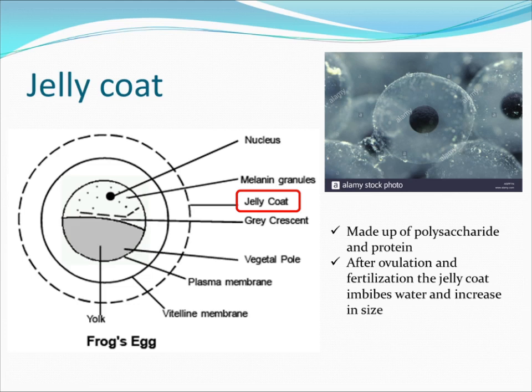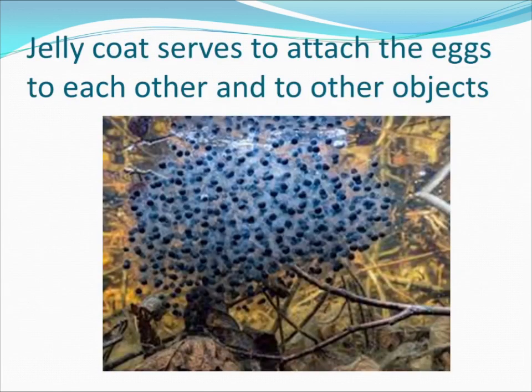At the time of ovulation, the jelly coat remains very thin. But as the egg is released into water and fertilized, the jelly coat absorbs water, and as a result, it increases in thickness twice the diameter of the egg. The jelly coat is having several functions. The jelly coat serves to attach the eggs to each other and to other objects so that they are not readily washed away by water current.